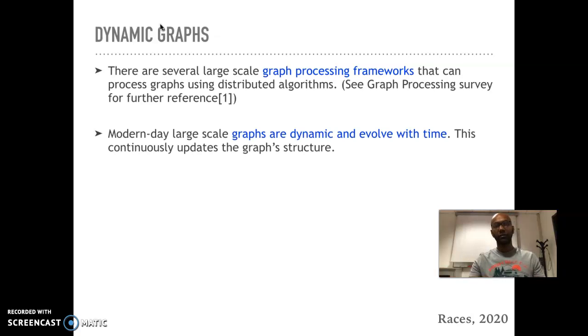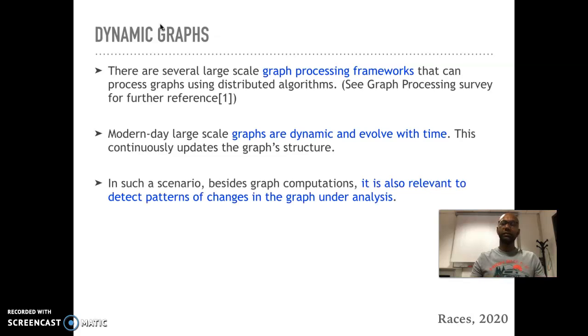Most of these frameworks work for static graphs very well, or graphs which are changing very slowly. So updates in these graphs are very slow or they are almost static. However, modern-day graphs are dynamic and they evolve with time. This continuously updates the structure of the graph. This is a very challenging scenario for the current graph processing frameworks.